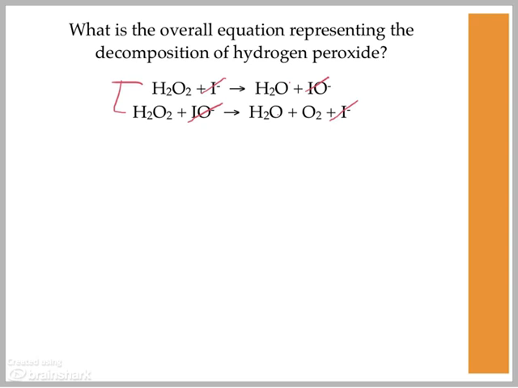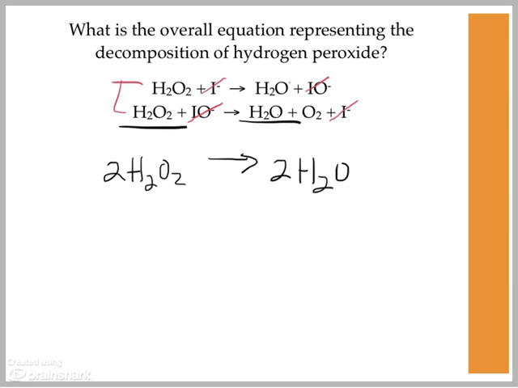And again, like I said, the H2O2s on this side, they're on the same side, so you can add those together. So you end up with that. And then the two H2Os, same thing, on the same side of the arrow, so you can add them together. And then you're left over with an O2. And that would be your overall reaction for this reaction mechanism.